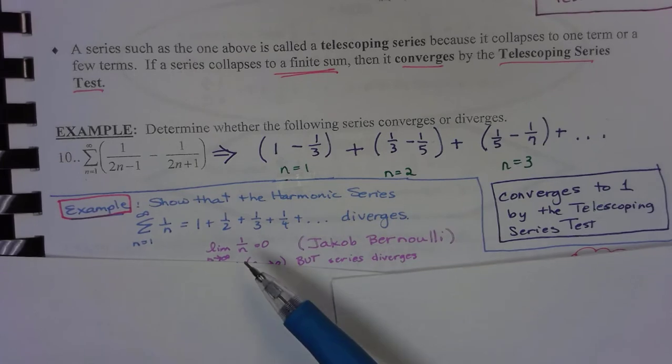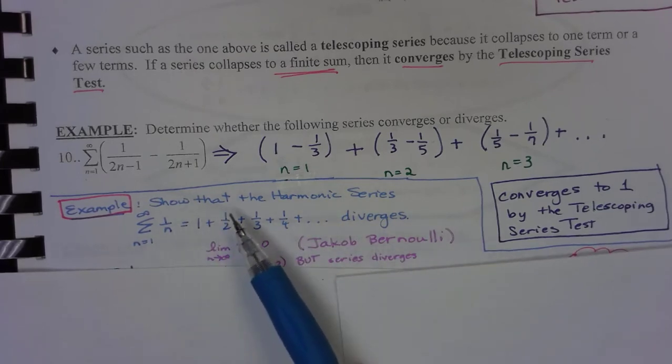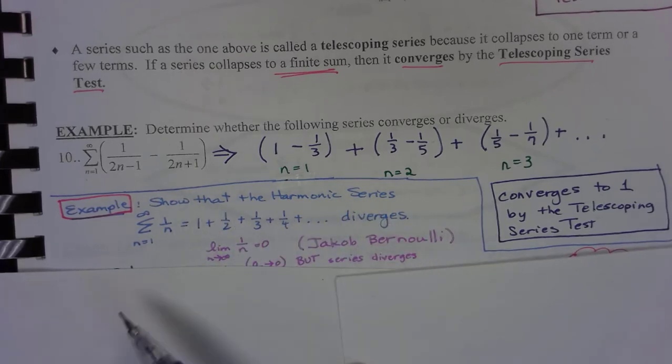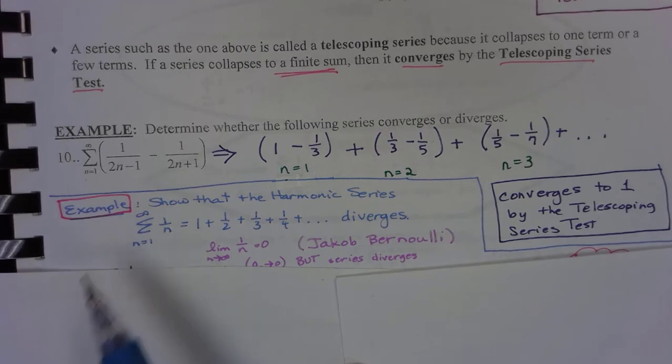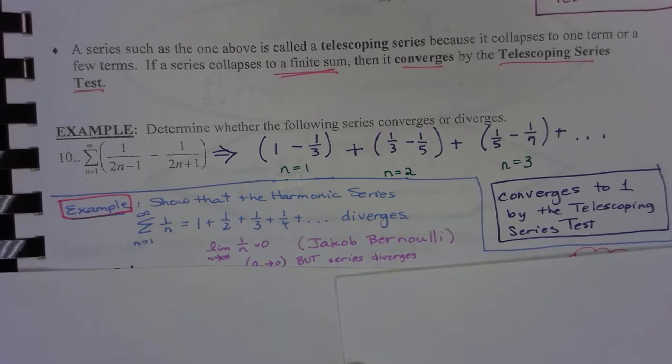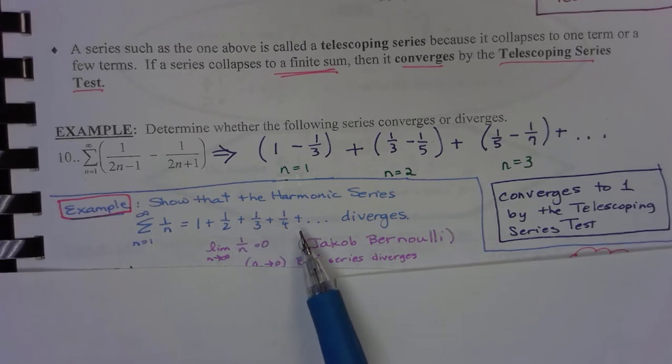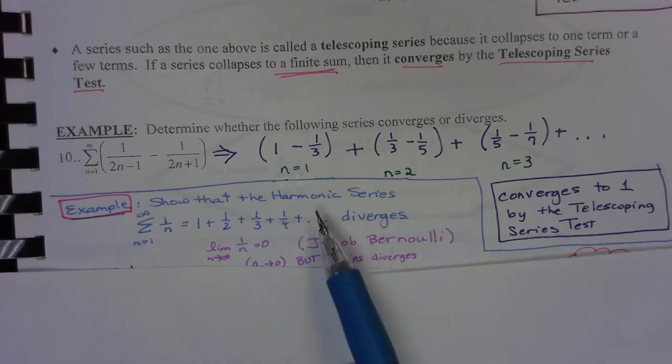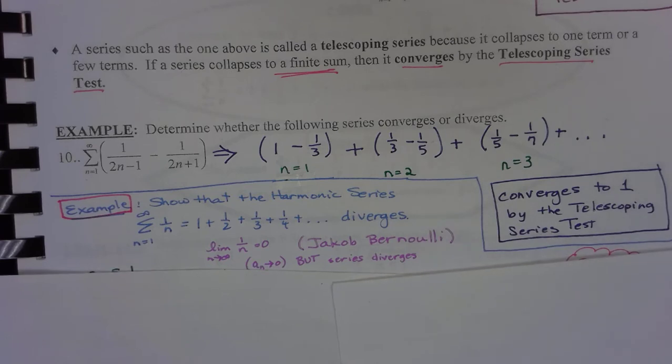So go ahead and write this example down. Show that the harmonic series diverges. That would be the sum as n goes from 1 to infinity of 1 over n. That would be 1 plus 1/2 plus 1/3 plus 1/4, and so on. Show that it diverges. Now what we can see is the nth term has a limit of 0.